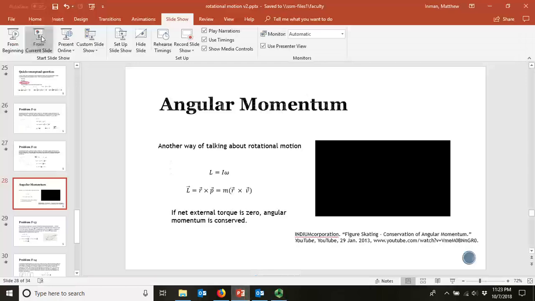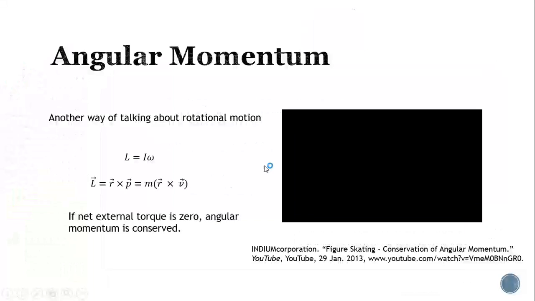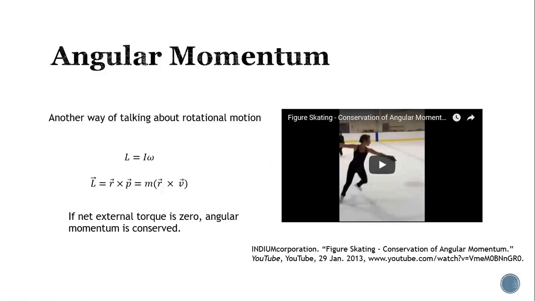Alright, so in this lesson we're going to start talking about angular momentum, and this is another way to talk about rotational motion. If we look at angular momentum, one way we can describe it is I times omega, moment of inertia times angular velocity. But there's also a way we can describe it as a cross product of radius and momentum, that r cross p, where r is the distance or the vector from the axis of rotation to the location of the particle, kind of that displacement vector, and p is the momentum vector.